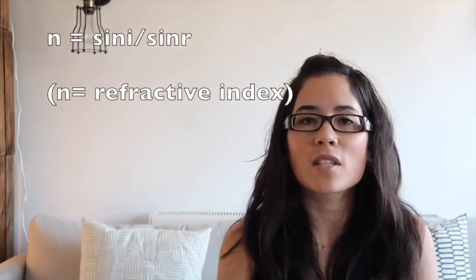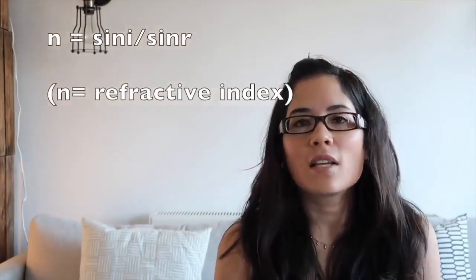Now, the equation for the calculation of refractive index is n equals sine i over sine r, which you'll have to learn. Now sine i, so remember i is the incident angle, so you just need to pop that into your calculator with the sine in front of it. And sine r, that's the angle of refraction, so again, pop it into your calculator, but first of all, pressing the sine button.